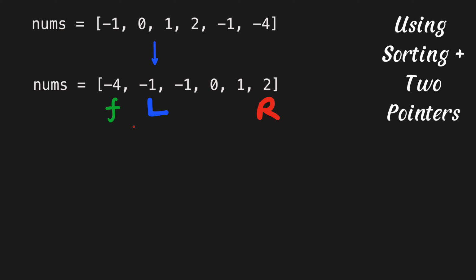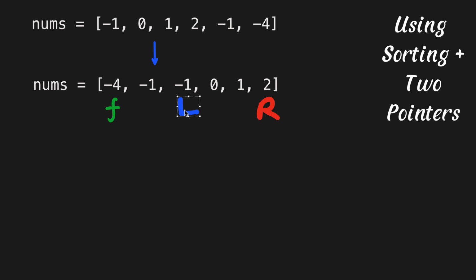And for all the three numbers, that is A, B and C, or first and left and right pointers, we will skip the duplicates to ensure only unique triplets are added to the result. Now let's see this in action. The first pointer points to -4, left pointer points to -1 and right to 2. So if we sum up all these three numbers, we will get -3, which is less than 0. So now which pointer should we move? Should it be the left pointer or the right pointer? And the answer is the left pointer.